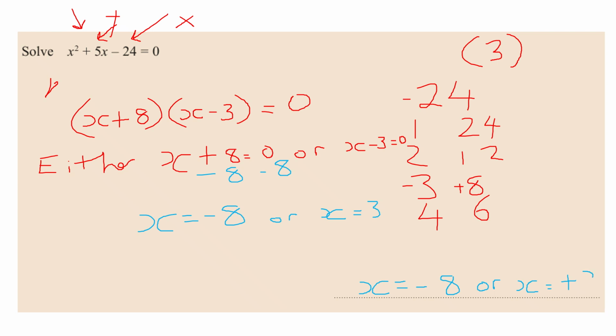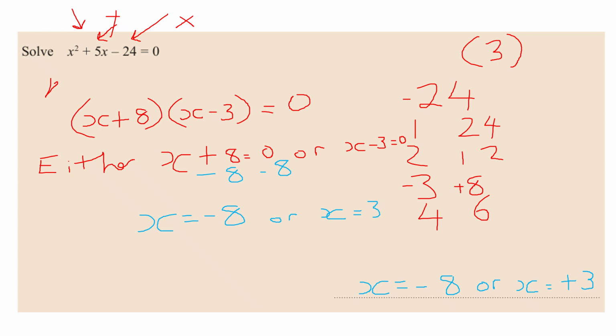So whenever you have a quadratic, you usually want a double bracket, so 2 brackets. You put the letter and letter, so x and x in this case, 2 numbers that add to make the middle term, so the coefficient of x, and the same 2 numbers that multiply to make the constant on the end, so the number on the end. So you're always looking for the factors of the number at the end.